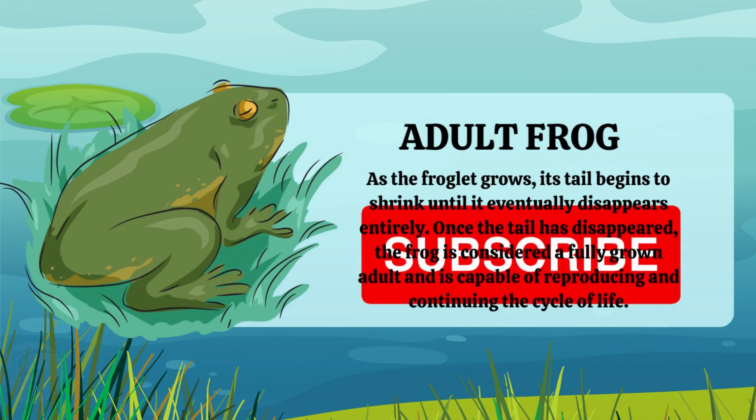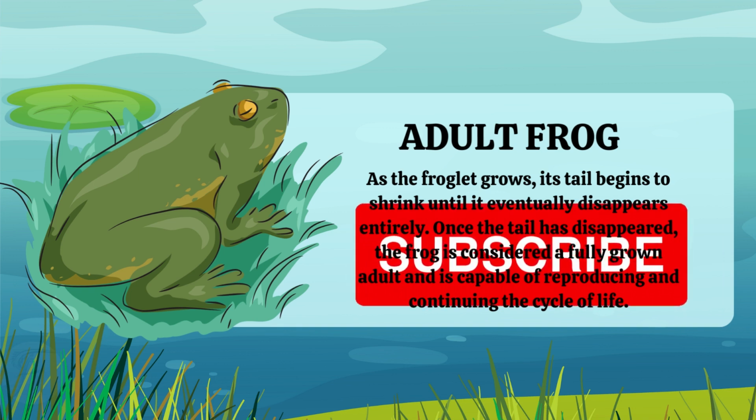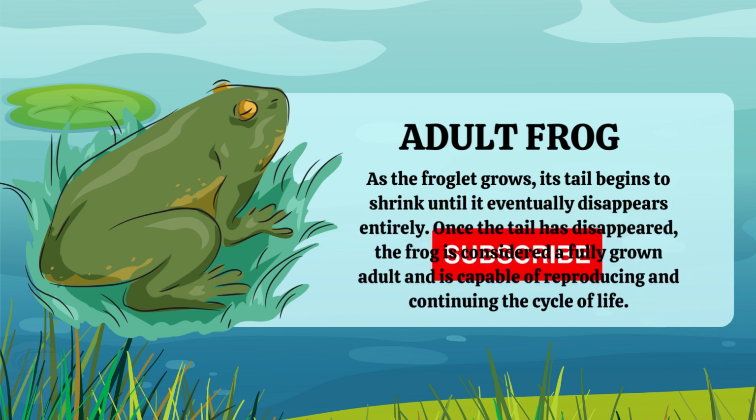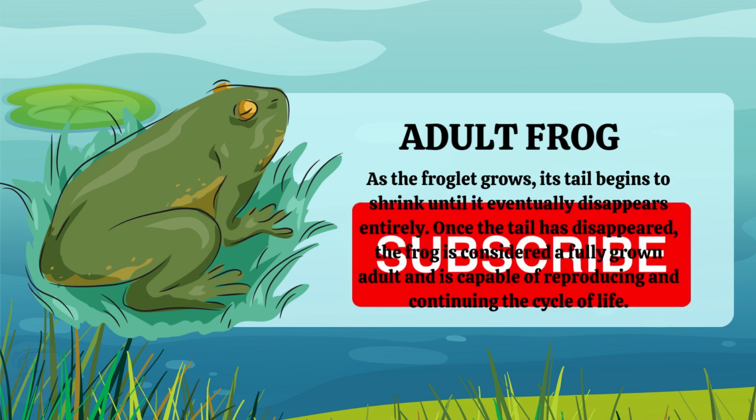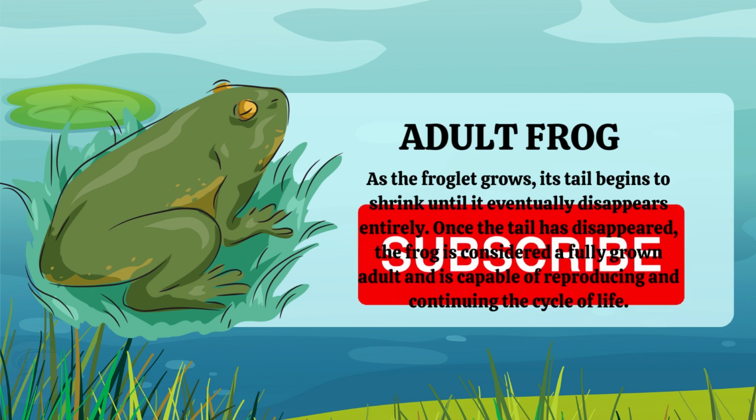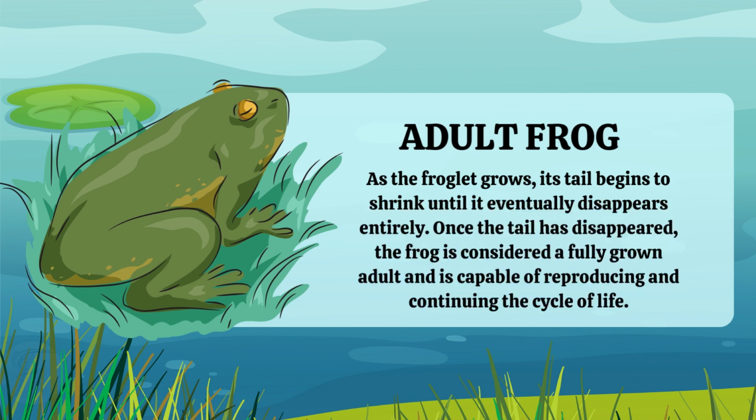Now, the last stage is adult frog. As the froglet grows, its tail begins to shrink until it eventually disappears entirely. Once the tail has disappeared, the frog is considered a fully grown adult and is capable of reproducing and continuing the cycle of life.